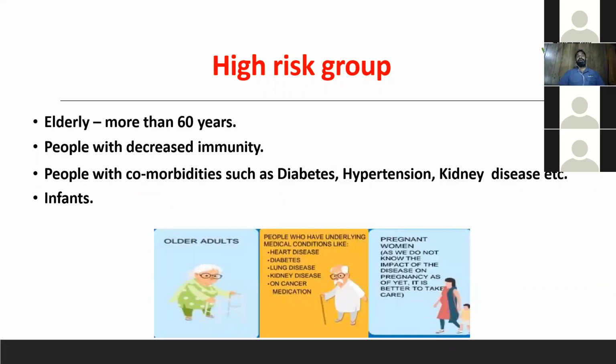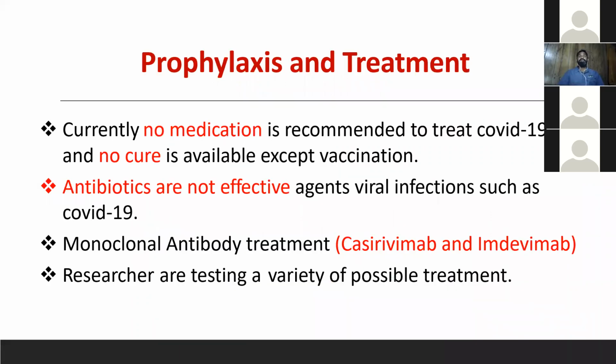And as we all know, the high-risk groups are elderly people more than 60 years and people with decreased immunity, people with comorbidities such as diabetes, hypertension, kidney diseases, etc. And now we're all expecting the third wave may affect infants as well. On prophylaxis and treatment, currently no medication is recommended to treat COVID-19 and no cure is available except vaccination. Antibiotics are not effective against viral infections such as COVID-19.